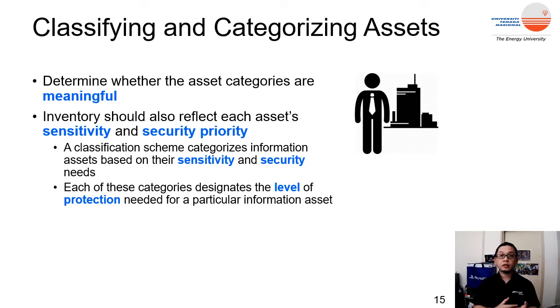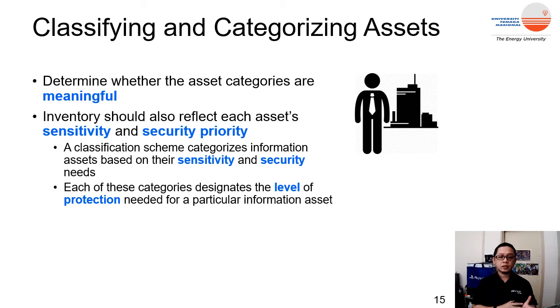Okay, so inventory should reflect each asset's sensitivity or security priority. Means that, okay, perhaps the category is IP. So how many IP do you have in your organization? And then how many people do you have? So for each of those people, what are their security clearance, for example? What sensitive data are they actually handling?